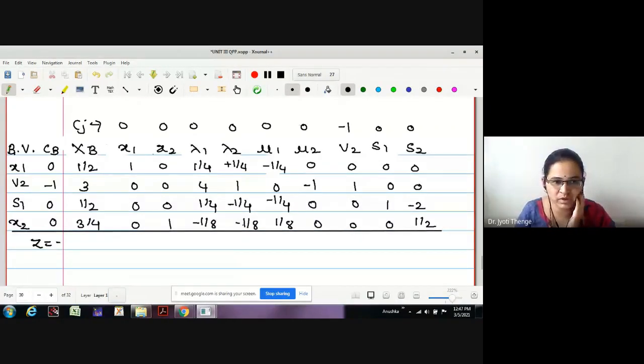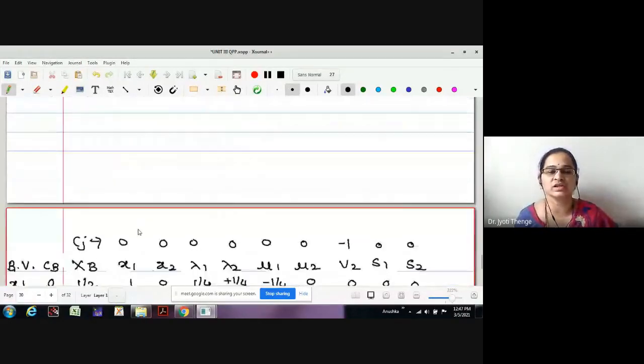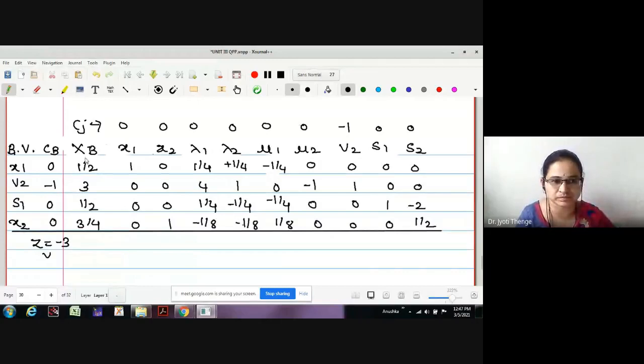Z is going to remain same. Okay, why is Z going to remain same? Because whenever this net evaluation is negative, then only entering the corresponding variable gives us the improvement in the solution, or gives us the increment in the objective function. But here, we have entered the variable with zero net evaluation. Therefore, this variable is not going to increase the value of the objective function. It just only ensures the next step. It helps us to improve the objective function in the next step.